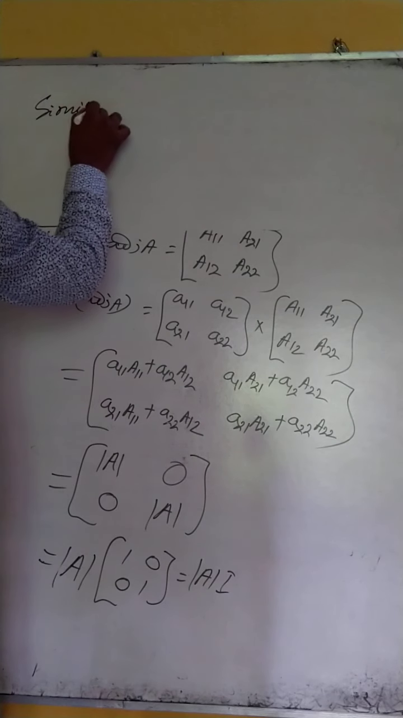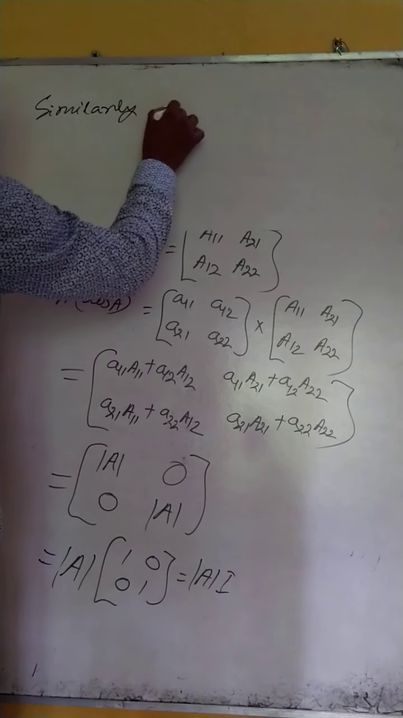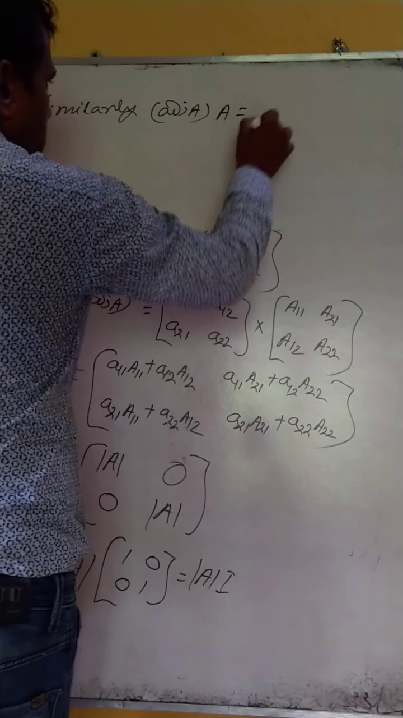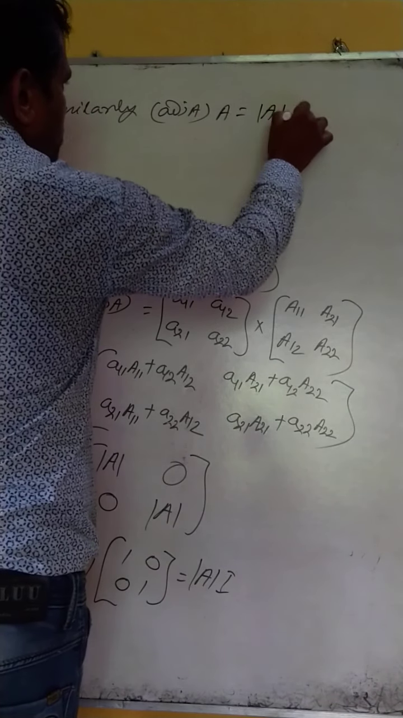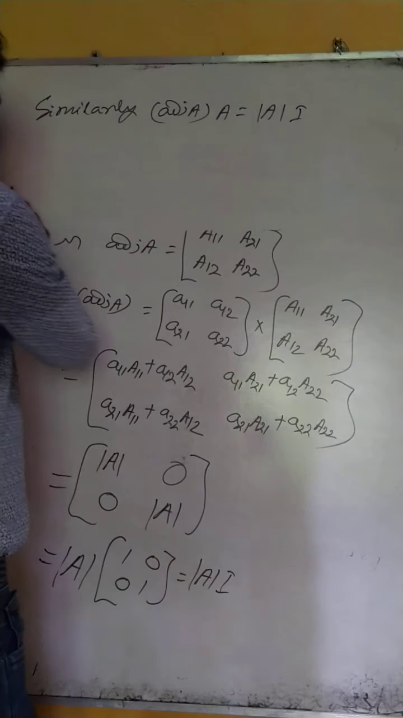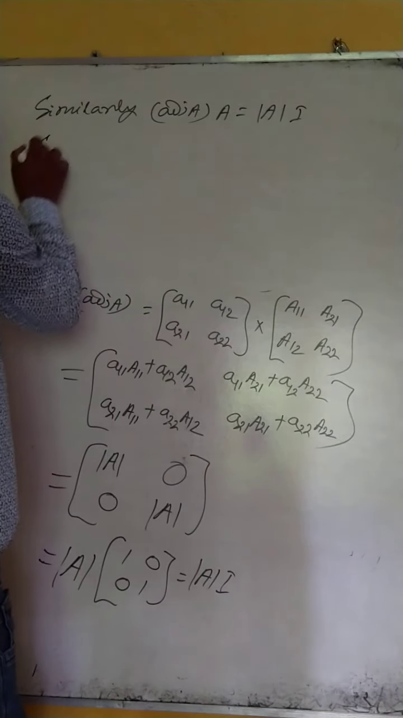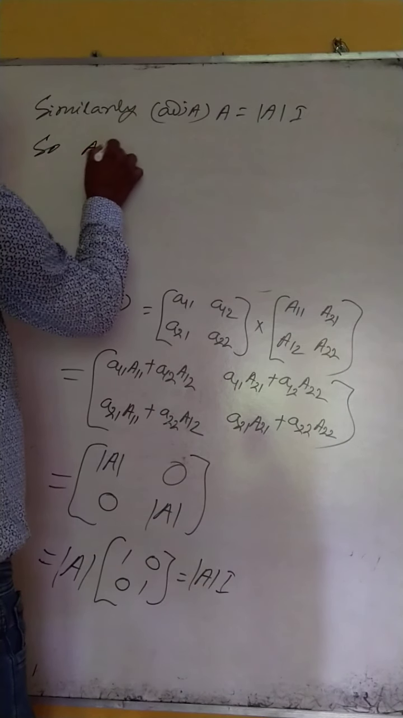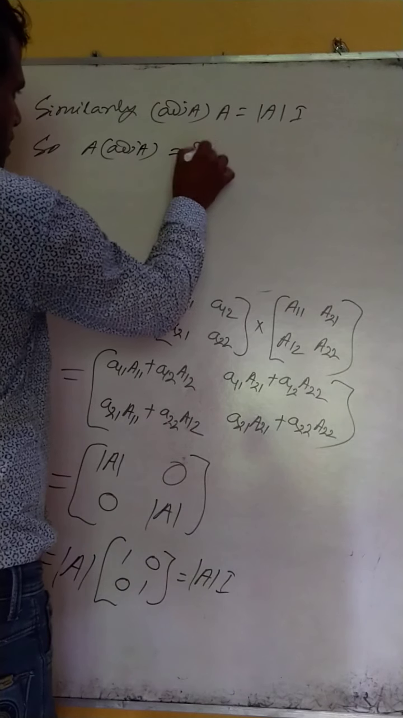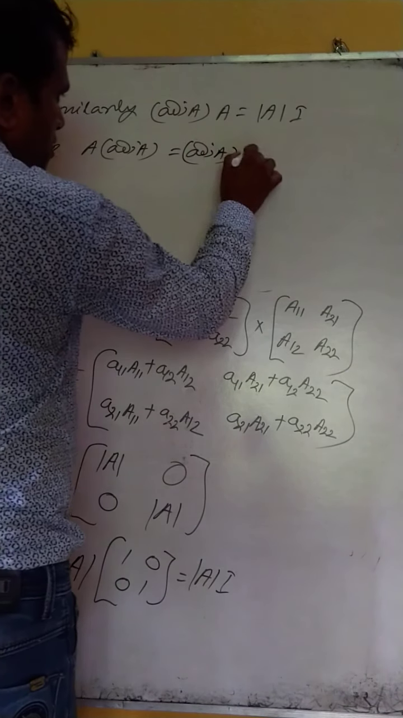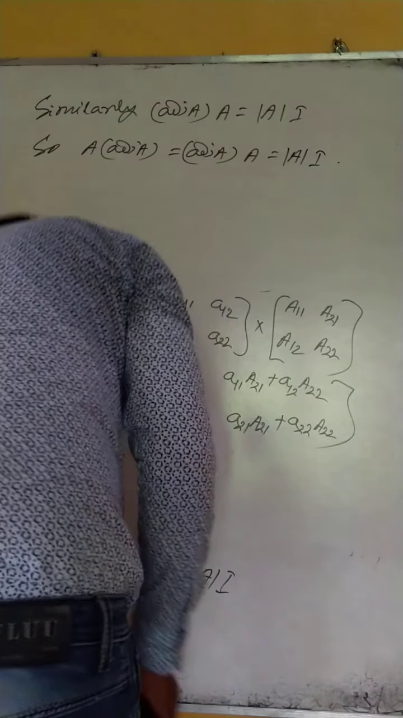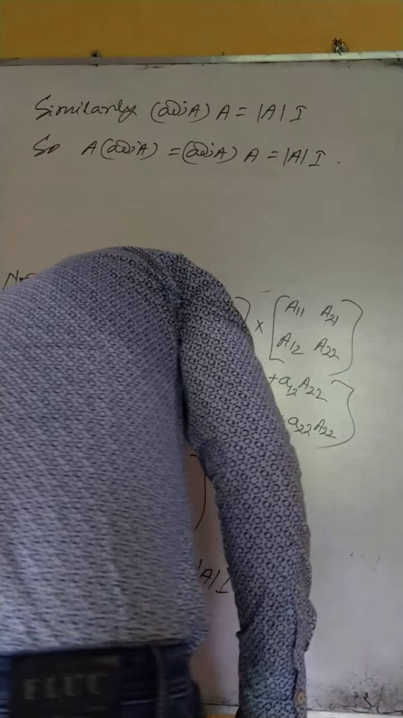Similarly, adjoint A into A equals determinant A into I. So A into adjoint A equals adjoint A into A equals determinant A into I.